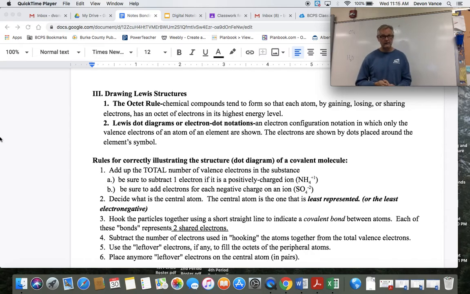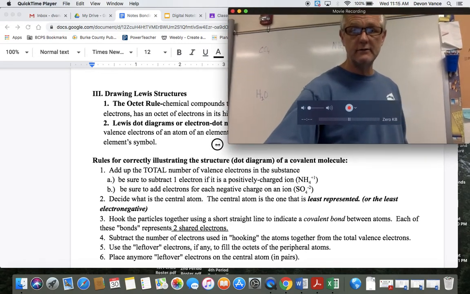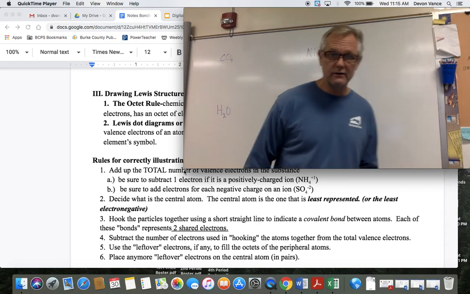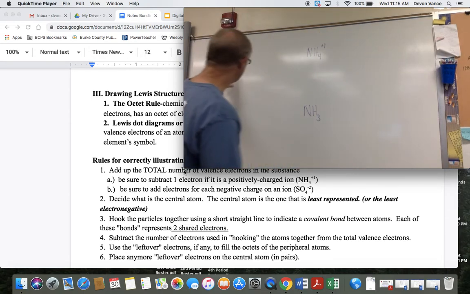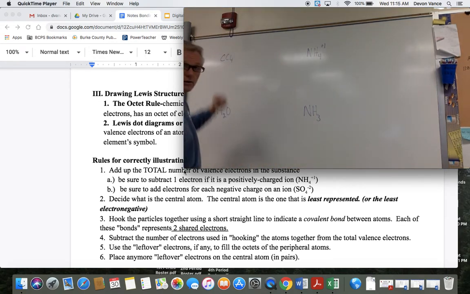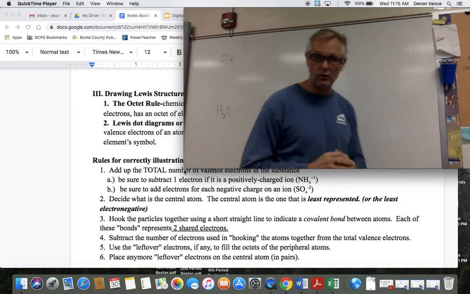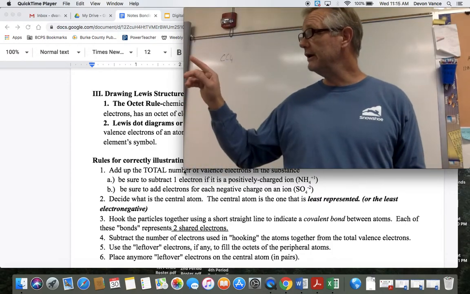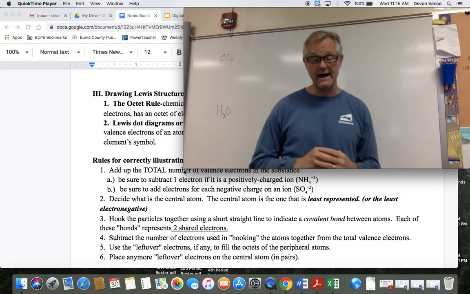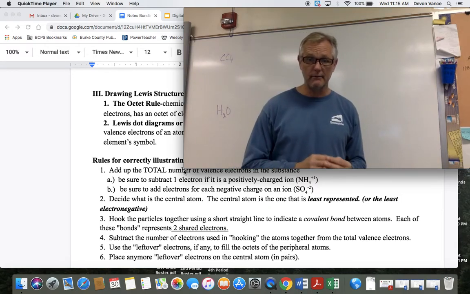So what I would like to do is just simply go through and show you how to draw some of these structures. So I've put 4 examples on the board. I put carbon tetrachloride, which is carbon with a chlorine. And if you look, carbon and chlorine both are nonmetals, so that means it has to be a molecular compound.